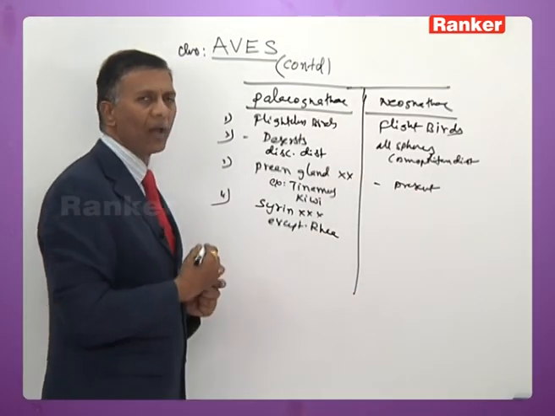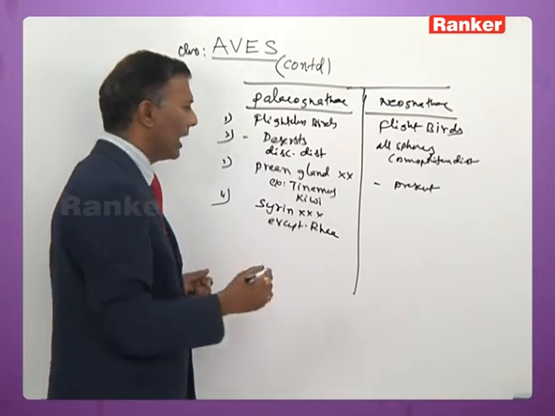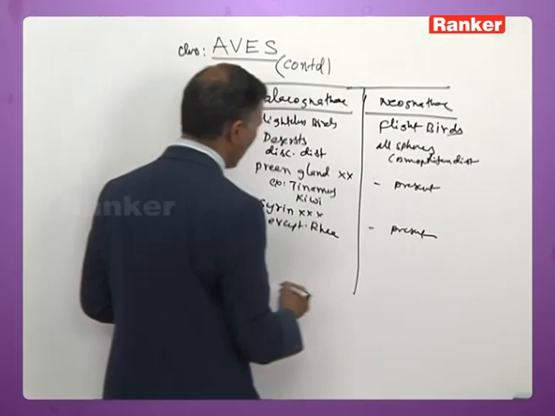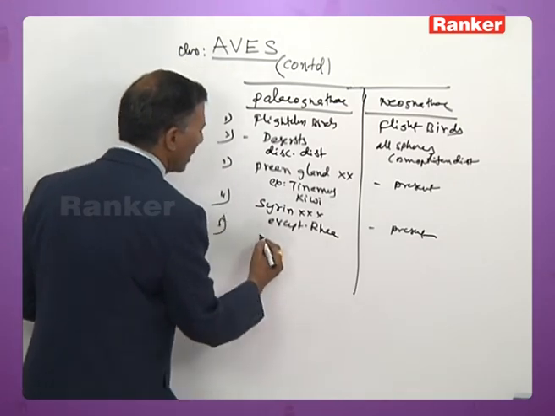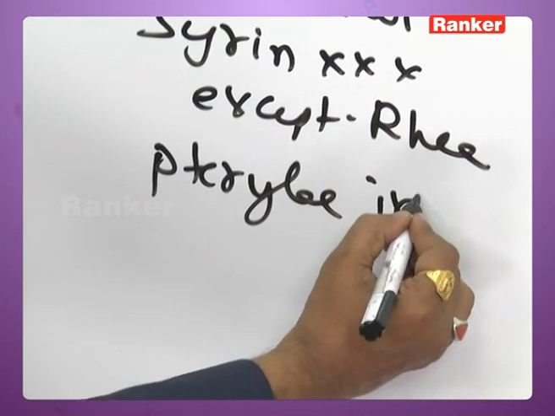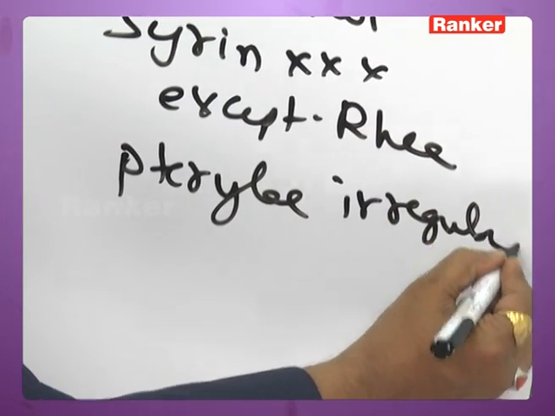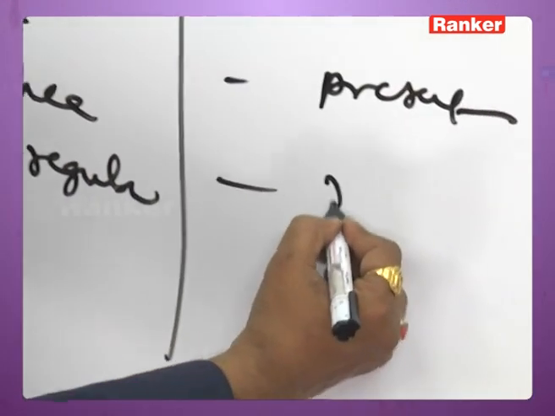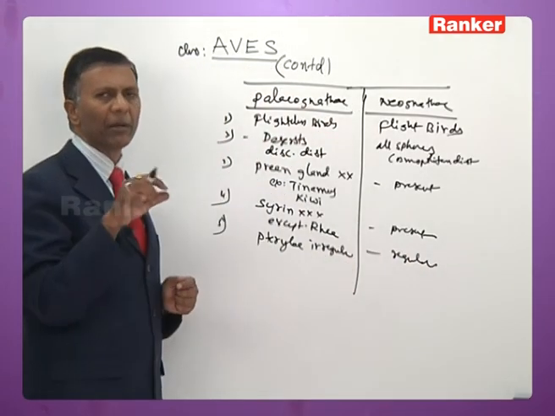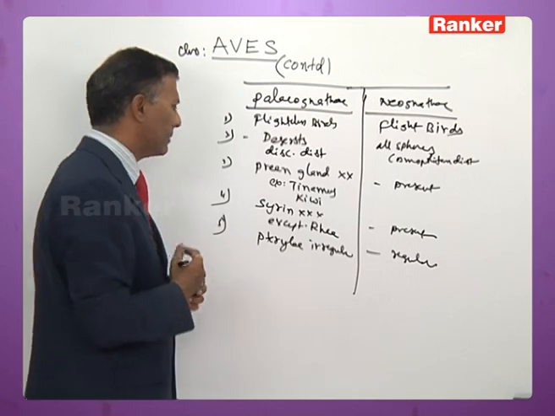Syrinx is absent in all flightless birds except rhea, and it is present in all flight birds. Now the pterylae are irregular in flight birds. They are regular or definite in flightless birds.